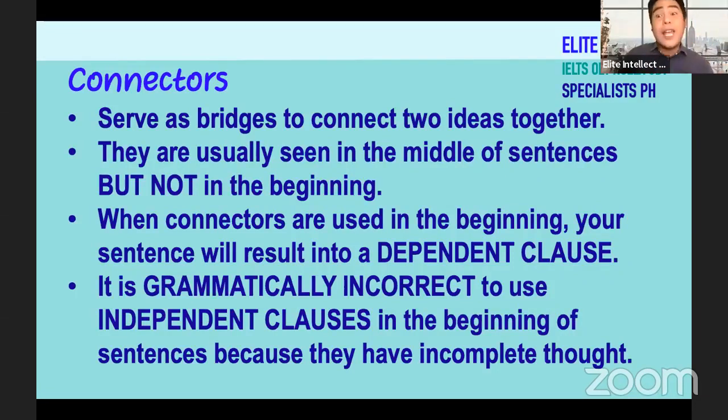Okay, imagine, how can I go from Samar to Leyte without using a boat? Let's say by land. How will I get there? I mean the path that I need to go through. From Samar to Leyte, what do I need? I will need a bridge, right?